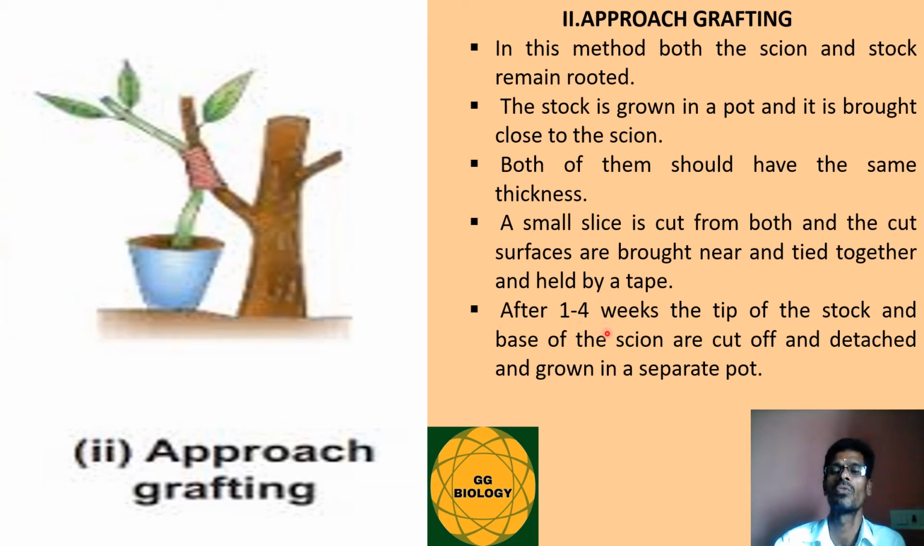After 1 to 4 weeks, the tip of the stalk and base of the scion are cut off, detached and grown into a separate plant. The plant body will be cut from this region and they will get detached and grown in a separate pot as a young plant. Such a method is called approach grafting.